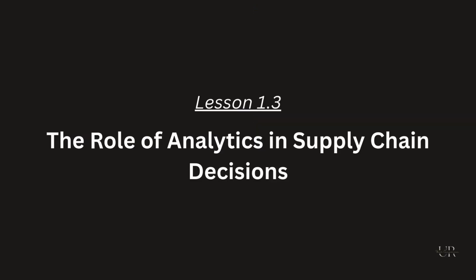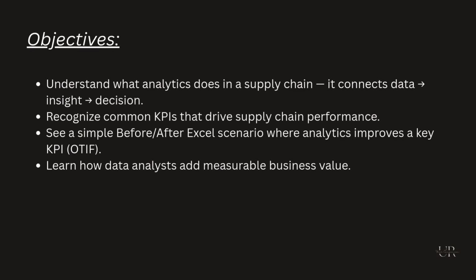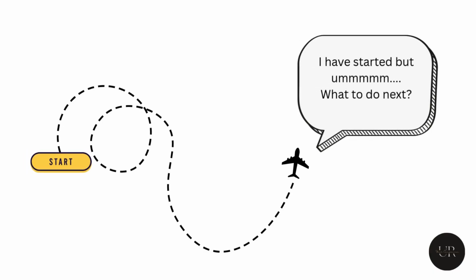In this lesson, we will discuss the role of analytics in supply chain decision making. The objectives of this lesson are to understand what analytics does in a supply chain, recognize common KPIs that drive supply chain performance, see a simple before-after Excel scenario where analytics improves a key KPI, which is on time in full (OTIF), and learn how data analysts add measurable business value. Okay, let's start with the lesson.